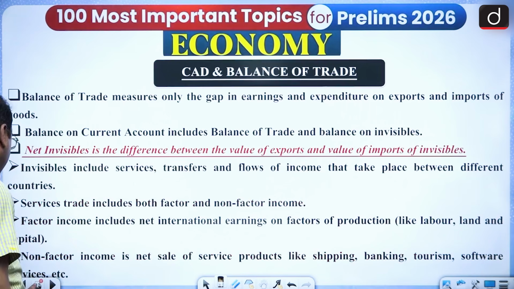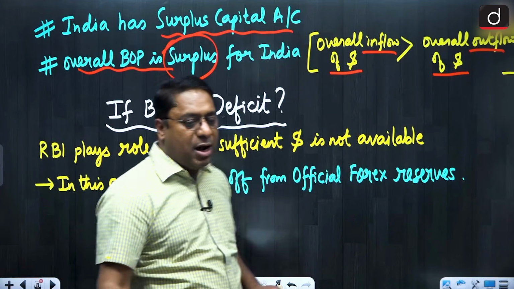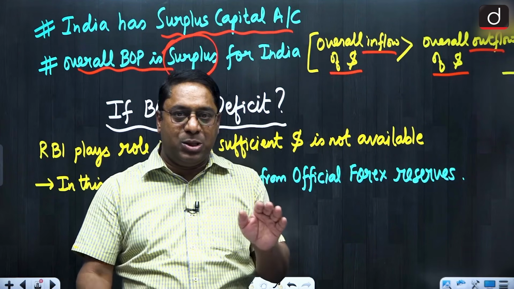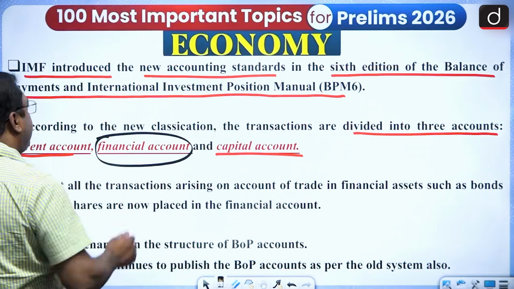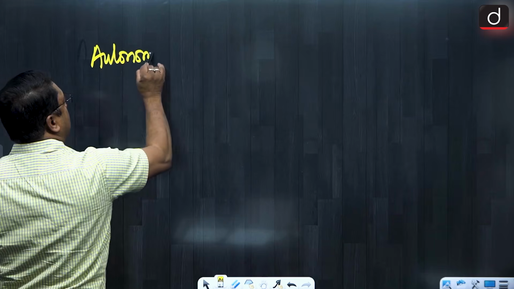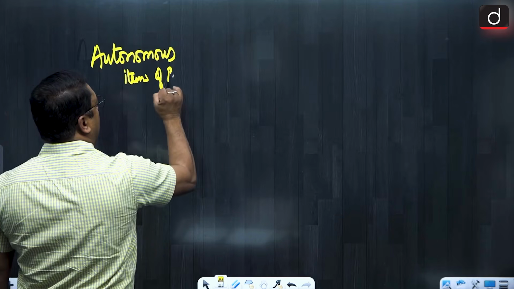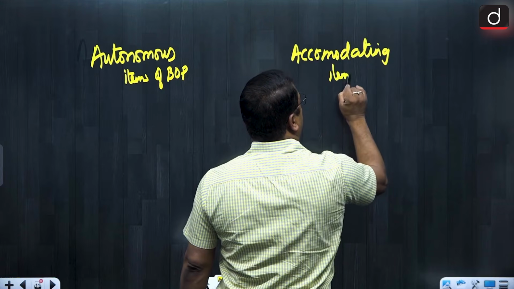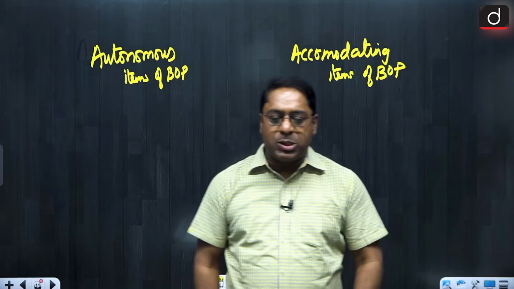And one more thing I would say here, with regard to the BOP, the transactions of the BOP are recorded under two heads. Just the last thing, they are recorded under two heads. One is the autonomous items of BOP and the other one is the accommodating items of BOP. So when I talk about the transactions being recorded, it is autonomous and accommodating.